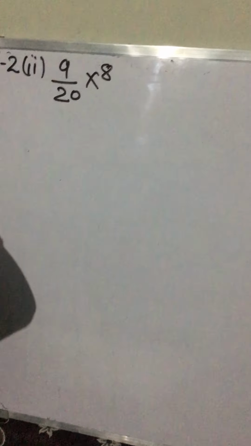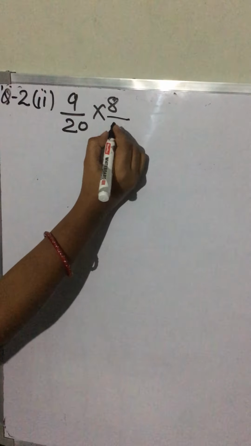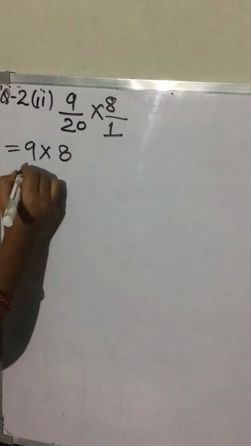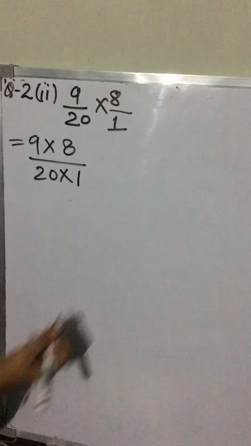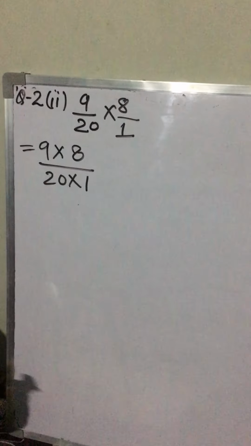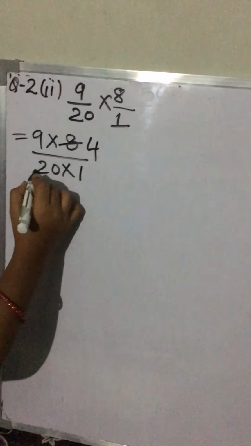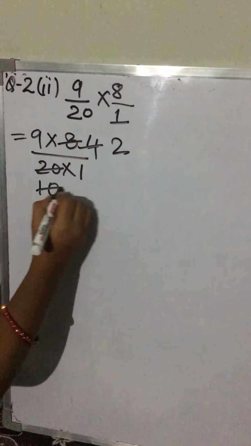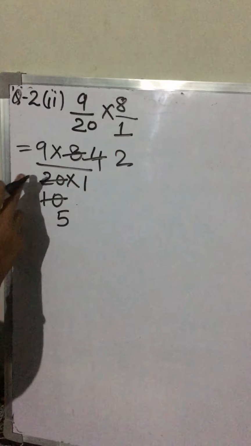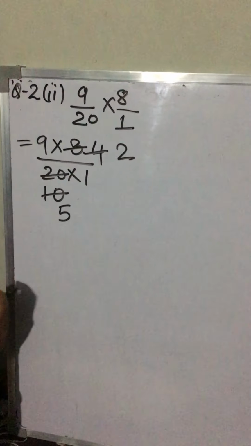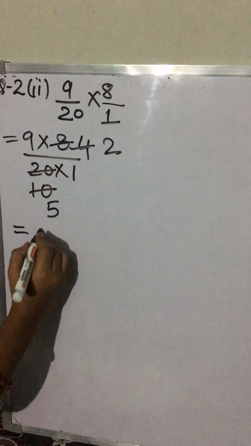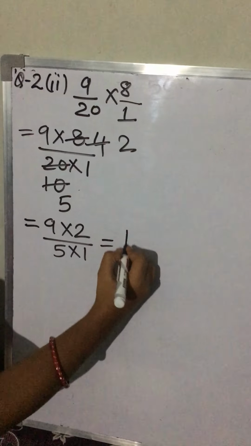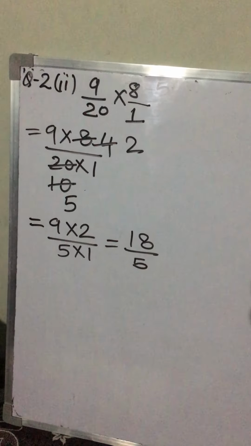See children, here the 8 does not have any denominator, so you can put 1 here. Now what is the rule? Multiply numerator by numerator and denominator by denominator. Now 8 and 20 are divisible by the table of 2. So 2 4s are 8, 2 10s are 20. Again 2 2s are 4, 2 5s are 10. Now is any number divisible? 9 and 5 do not come in any table, 5 and 2 as well. So what is left with us? 9 into 2 divided by 5 into 1. Answer is 9 2s are 18, 18 by 5 is the answer.